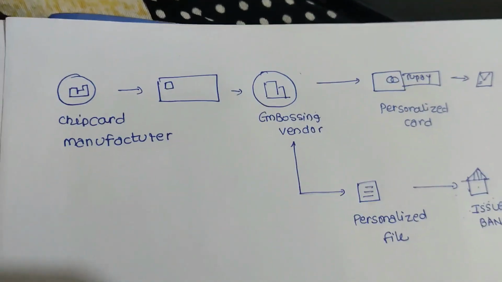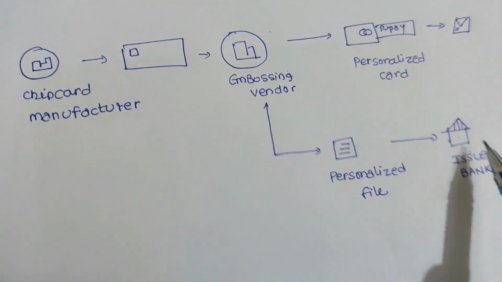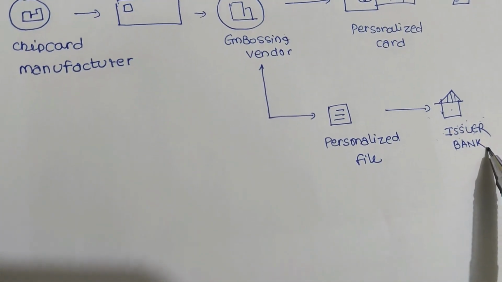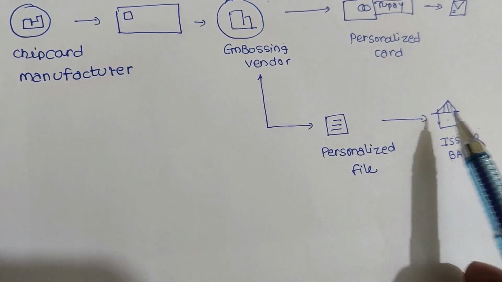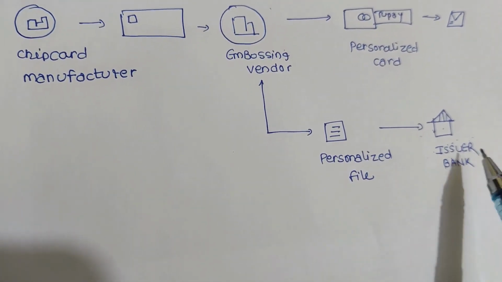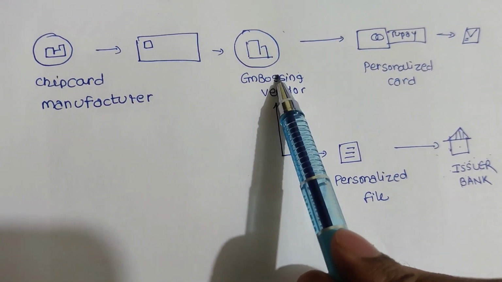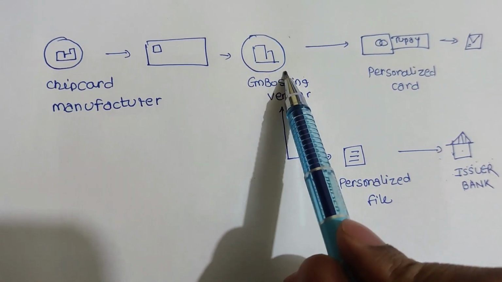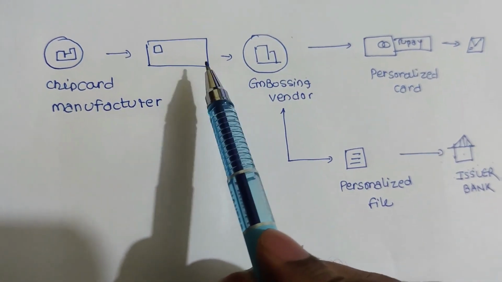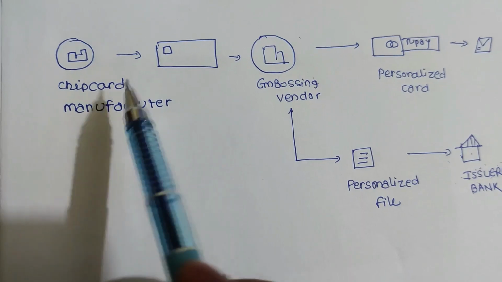Then comes the embossing vendor. The issuer bank is the bank which issues your credit or debit card. Suppose you have an account in SBI or BOB, then SBI or BOB is your issuer bank. Each issuer bank has signed a contract with the embossing vendor. The embossing vendor purchases the white card with chip and operating system from the chip card manufacturer.